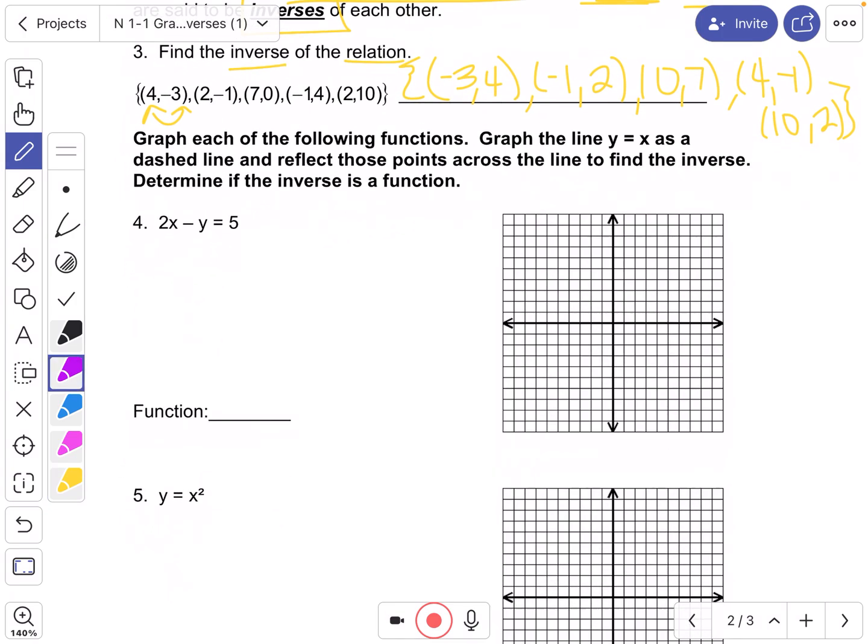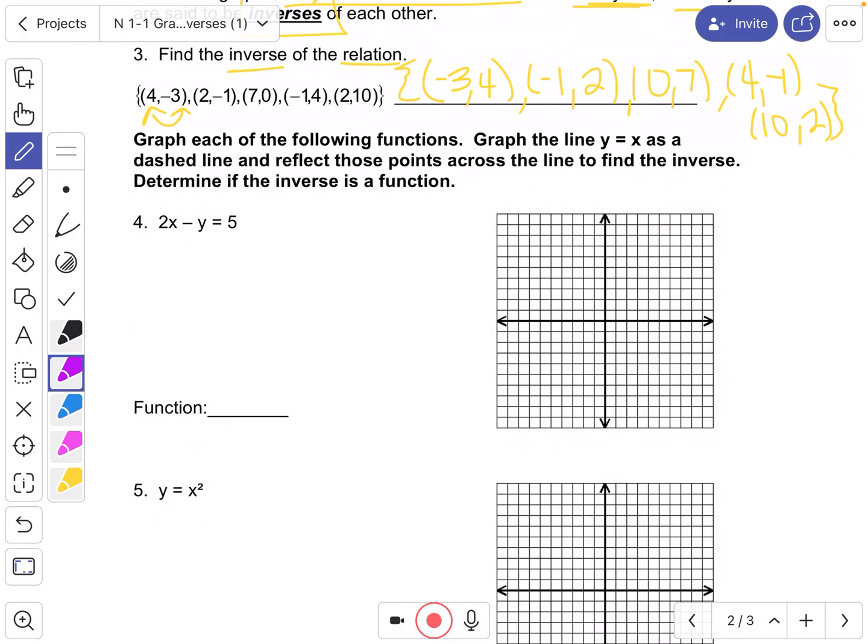Okay, let's look at the next section. It says graph each of the following functions. Read the instructions carefully. We're going to graph the line y equals x. We're going to reflect those points to find the inverse, and then we're going to determine if the inverse is a function. So function, remember we've gone over before, a function is where all of your x's are different, so none of your x values repeat.